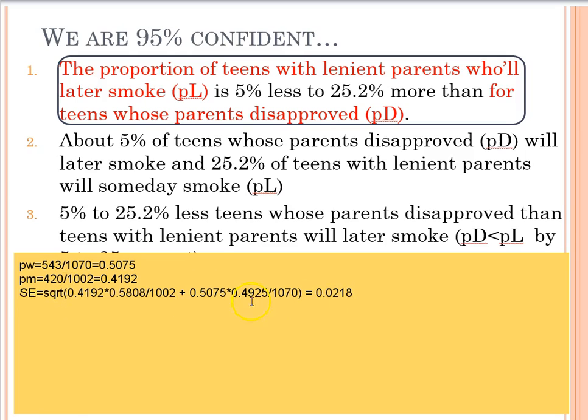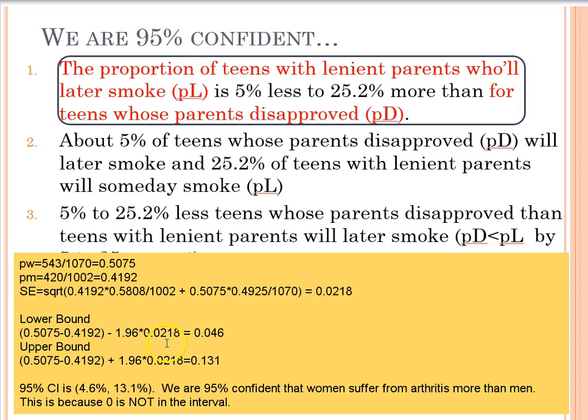We're going to square root the proportion of men who suffer from arthritis times their Q divided by their sample size, and then again we're adding to that the rate at which women suffer from arthritis times their Q divided by their sample size. We get a standard error of 0.0218. Once we have the standard error, we can create our confidence interval. Remember that we center our confidence interval around that sample difference.